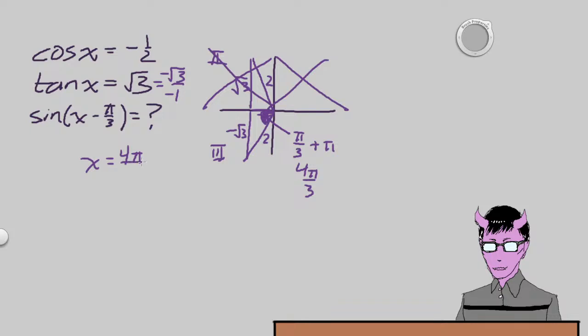4 pi over 3. Now I say could be because we could potentially have to worry about the coterminal angles for this one, because this is only one of many angles that will satisfy the argument requirement for having these particular ratios. That's just one angle. So if you add or subtract multiples of 2 pi or 360 degrees, you will get coterminal angles, which will also fulfill these particular ratios.